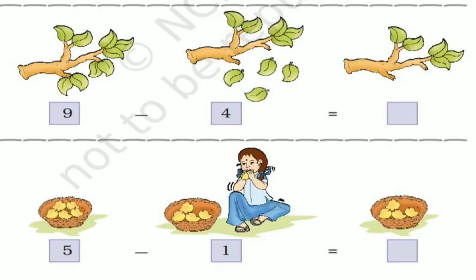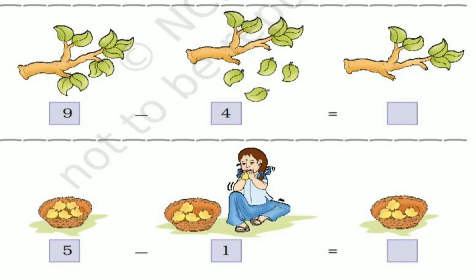Next, in the next picture you can see there are some leaves to the branch of a tree. Let us count the leaves. 1, 2, 3, 4, 5, 6, 7, 8, 9. There are 9 leaves on the branch. See, some of the leaves have fallen down. How many leaves have fallen down? Let us count. 1, 2, 3, 4. So, out of 9 leaves, 4 leaves have fallen down. How many leaves are left on the tree?